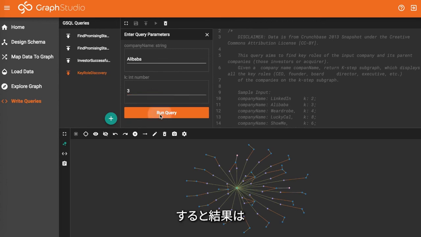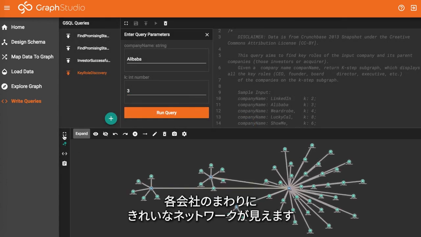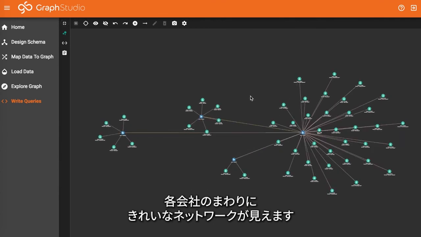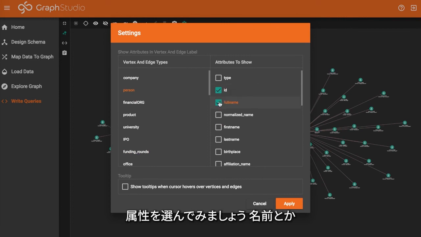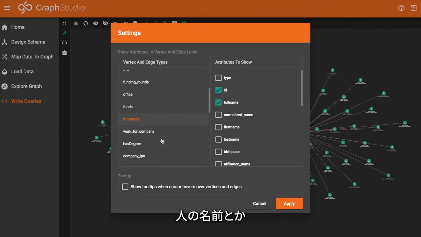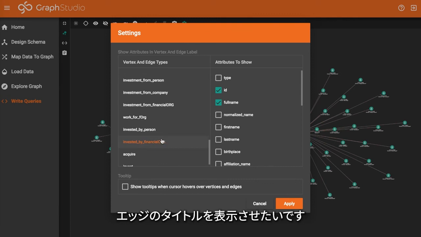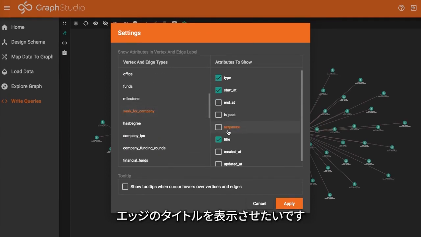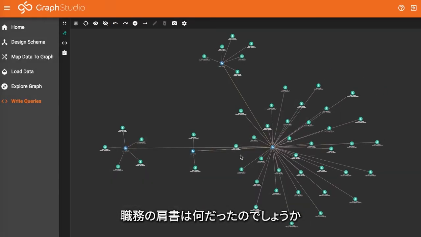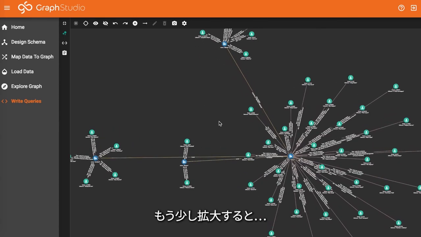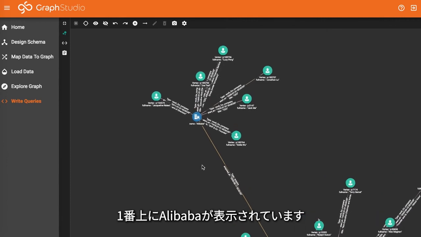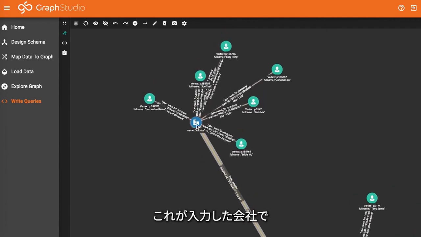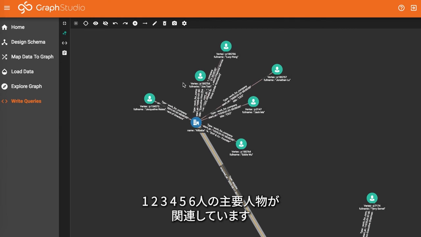So here's our output. You can see this nice network around each of the companies. Let's select some attributes. We want names, person names, and we want to see the title on the edges. What was the job title of the person? So if we zoom in a bit, we can see at the top is Alibaba. So this was our input company. 1, 2, 3, 4, 5, 6 key persons associated.